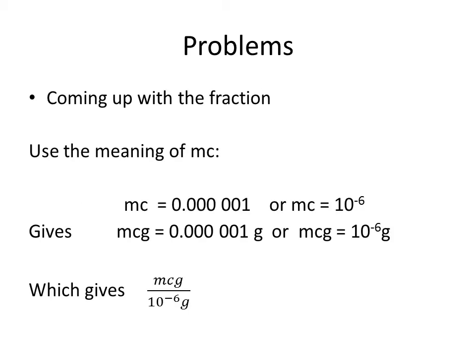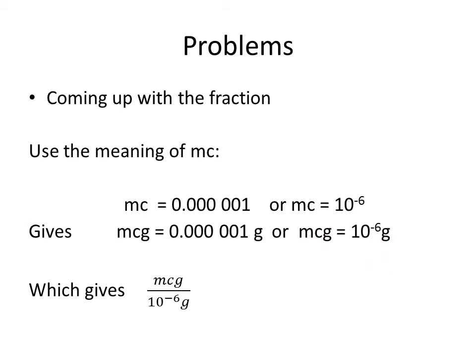I use the meaning of micro. So I've written down all the different ways that you can do it here. Micro is equal to 0.000001, or micro is equal to 10 to the minus 6. So pick whichever way you want to use, it doesn't matter. I put gram after micro and gram after 0.000001, or gram after micro and gram after 10 to the minus 6.